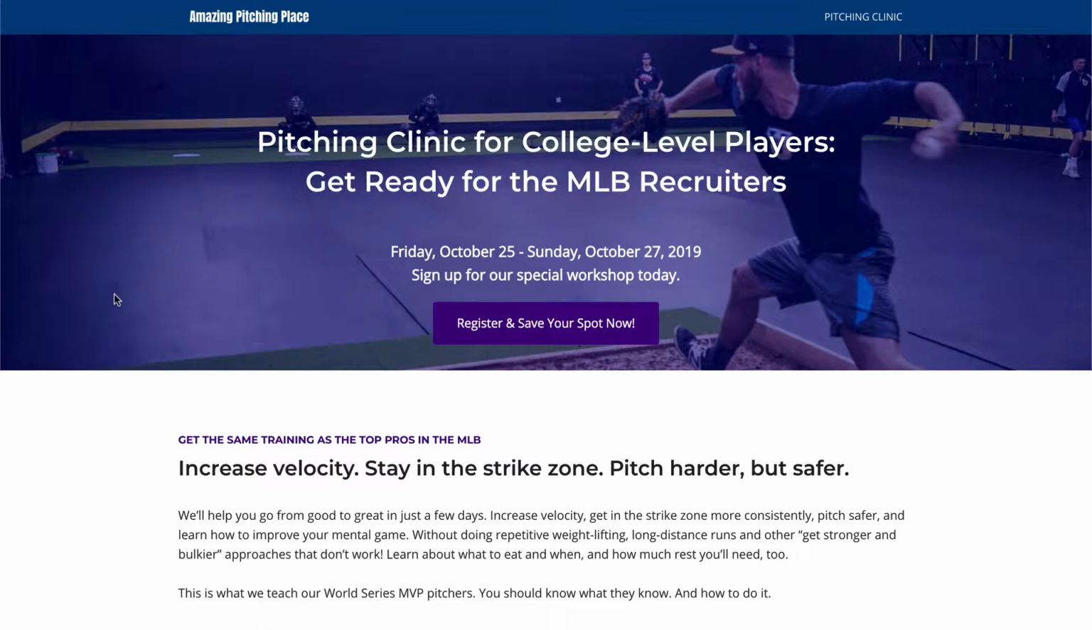So as I said, keep it simple. At the top, you want to state exactly what it is. And in this case, it's a pitching clinic for college level players. Okay, that tells you exactly who this is for and also why. Get ready for the Major League Baseball recruiters, the MLB recruiters. It states the dates, and then to register and save your spot now. You're going to see this button with the same wording and the same styling throughout this page, and I'll go into that in just a moment.